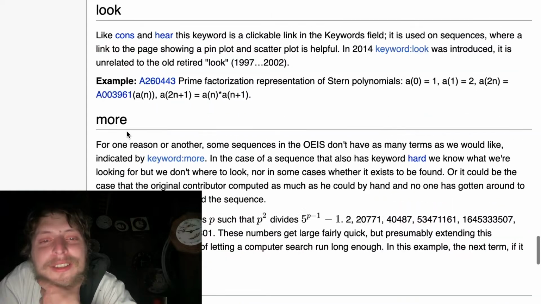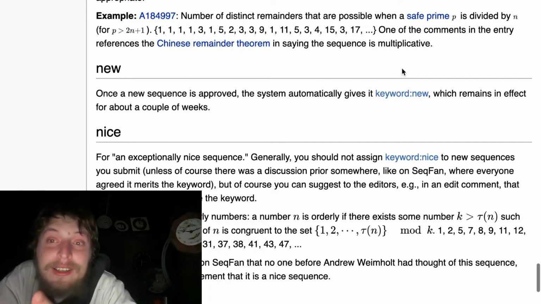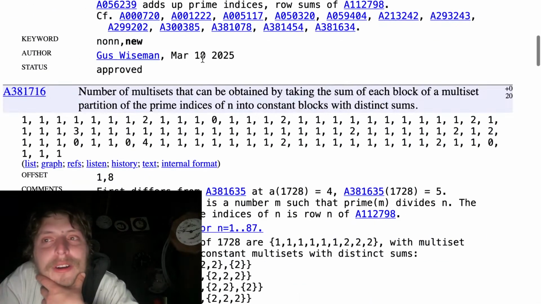They wanted all these to be like 3 or 4 letters, I think. And new is interesting because it's like, what are the new ones? Like this one was submitted March 10th of this year. That was a fortnight ago.